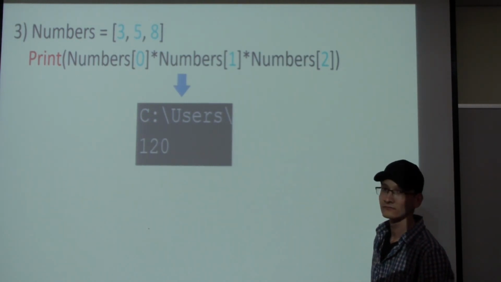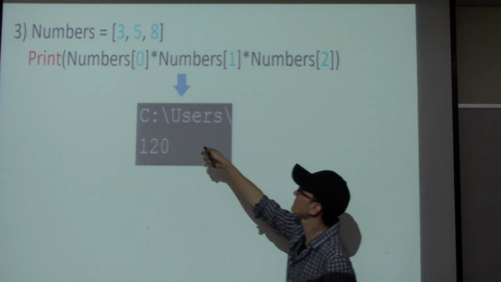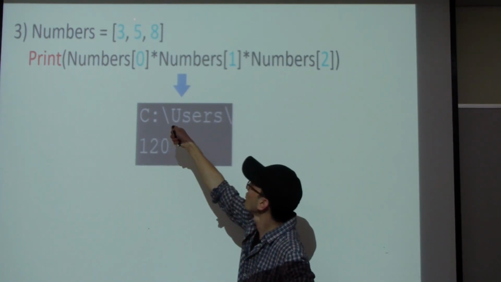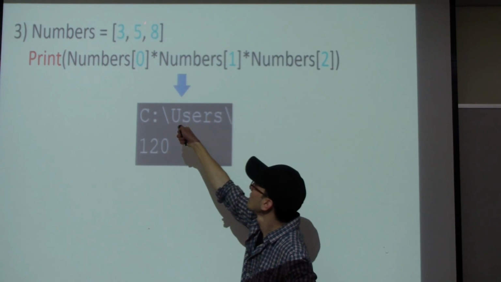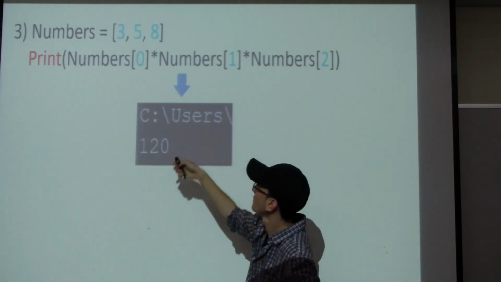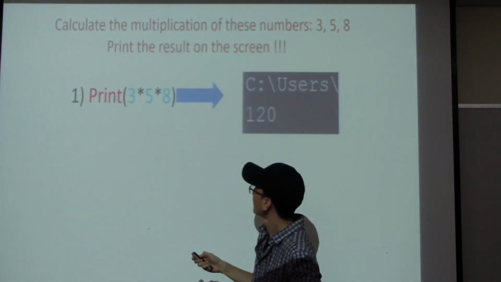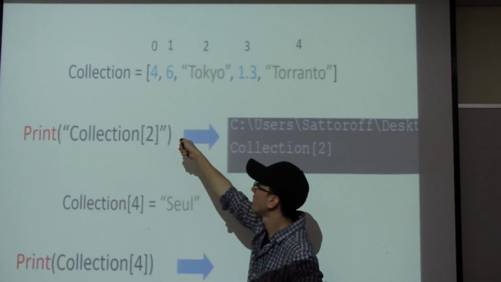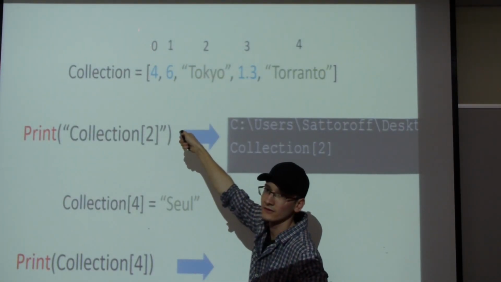Why do you start from 0? Because our list starts from 0. This element 0, 1, 2. You see? The first element takes 0.